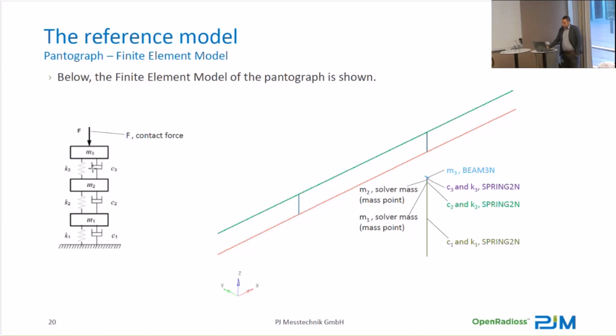Damper and springs are clear. It's just a spring 2 N element, and for M2 and M1 we just use mass points or solver masses, how they are called in OpenRadioss.